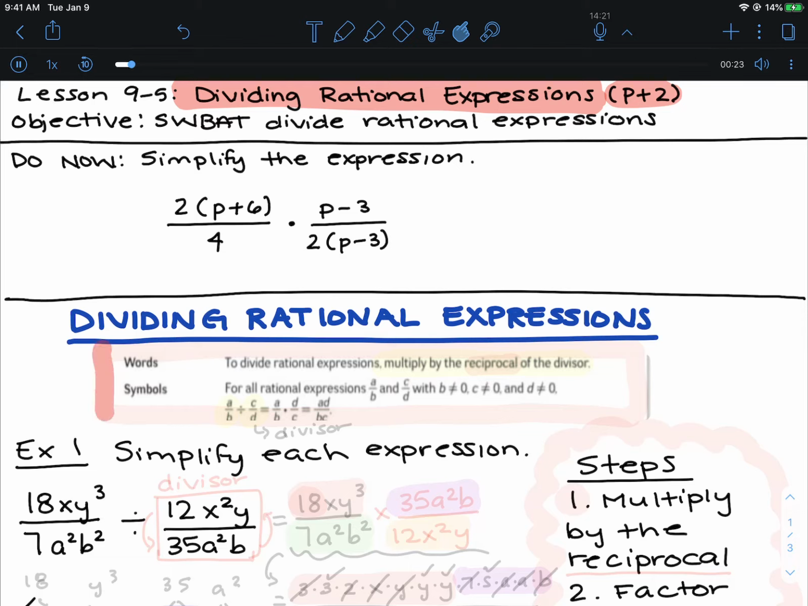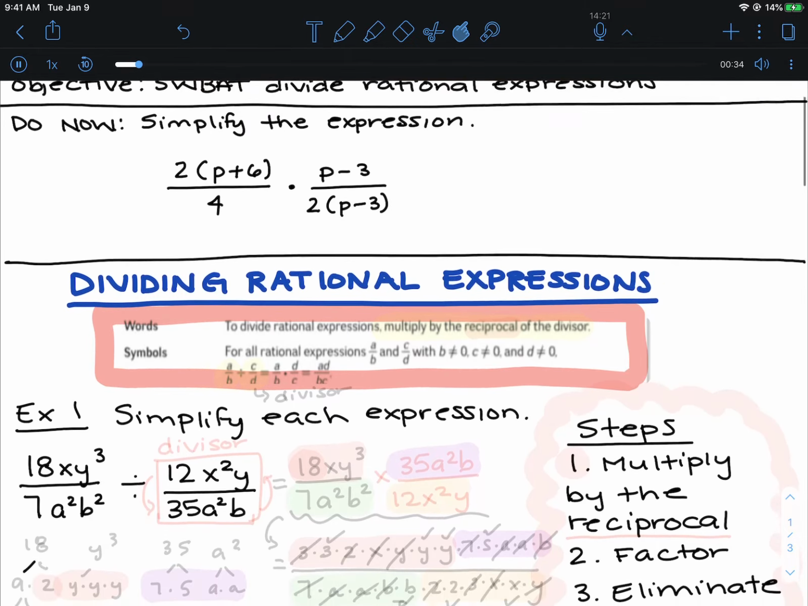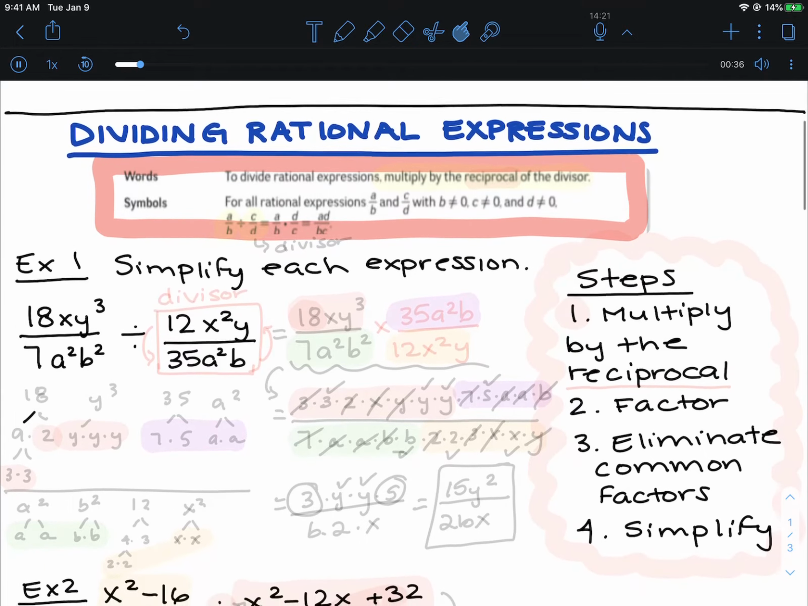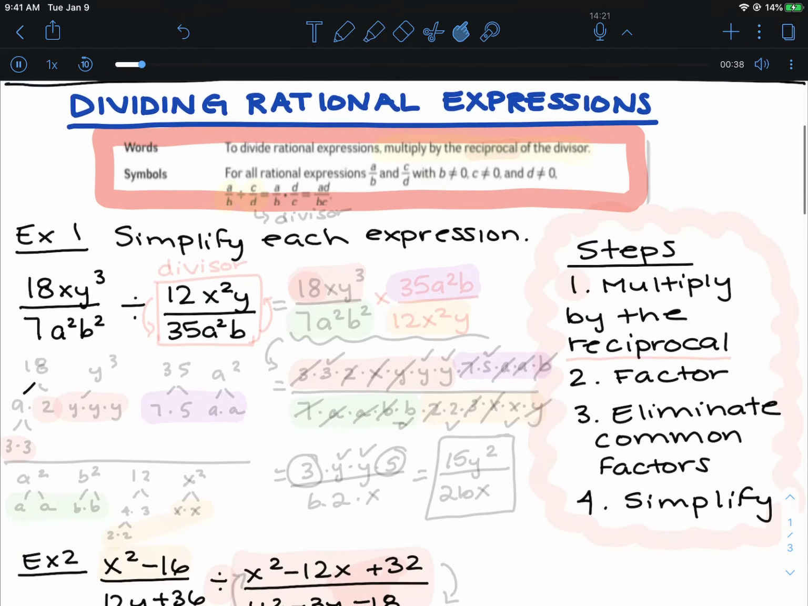I gave you right here a little snippet of what's going to happen when dividing rational expressions. So the key part here is that we have a division, but we're not actually going to be dividing. We're going to turn this division into multiplication. Okay, so how do you do division problems for this? You're going to convert them to multiplication by multiplying by the reciprocal of the divisor.